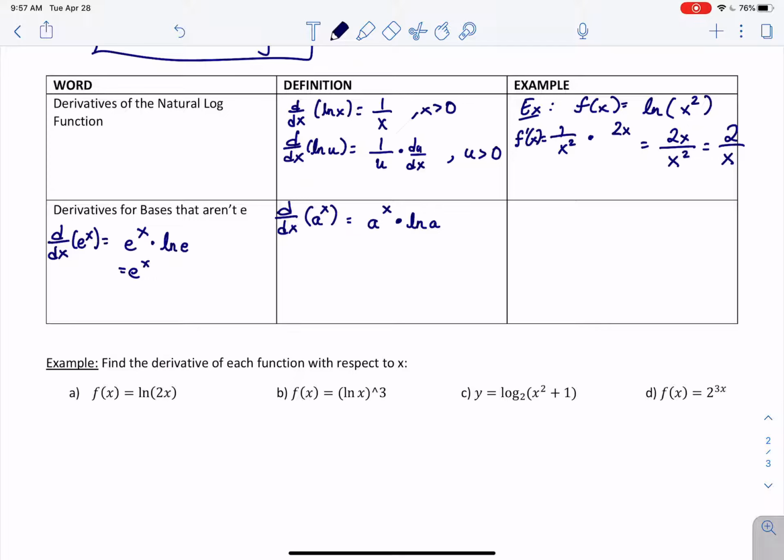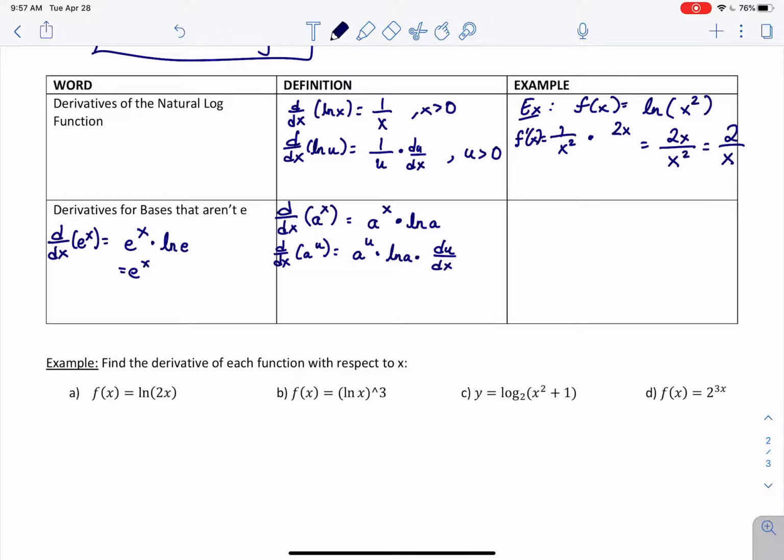For any other base that isn't e, it's not going to equal 1, and so we need to multiply that natural log on there. And the same rule applies for when it's a chain rule, you'd have to multiply in that chain rule bit as well. So if you had d dx of a to the u, you go a to the u times natural log of a times du dx.